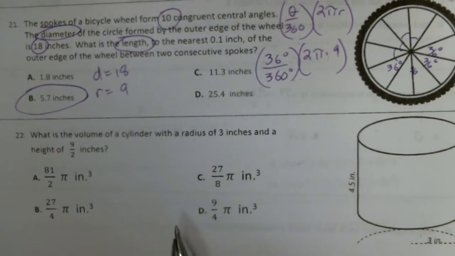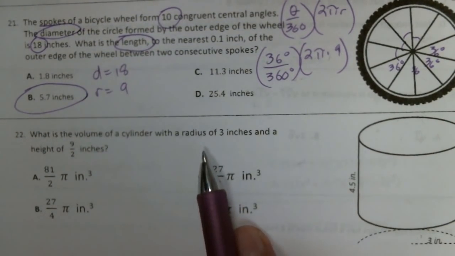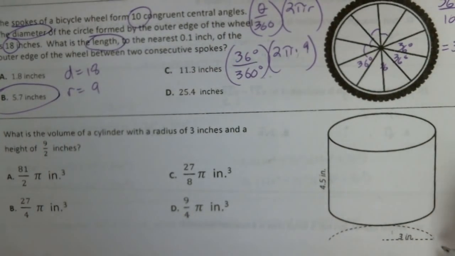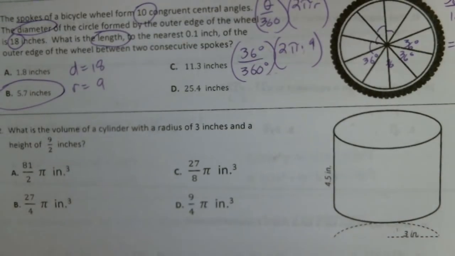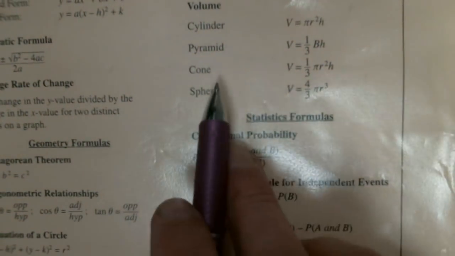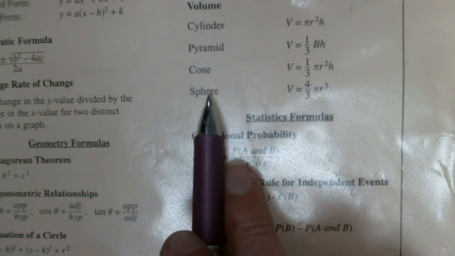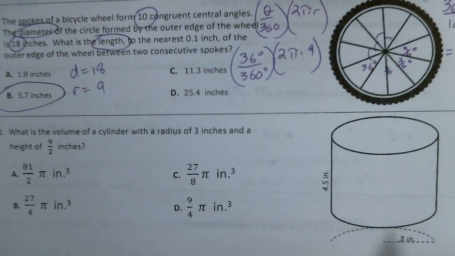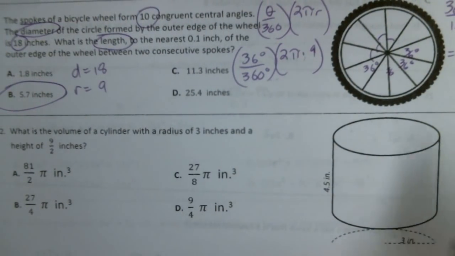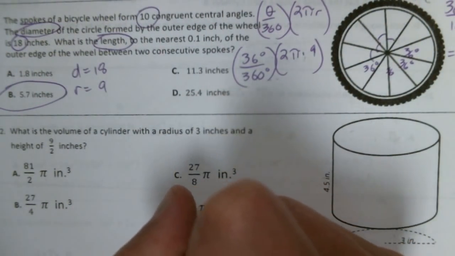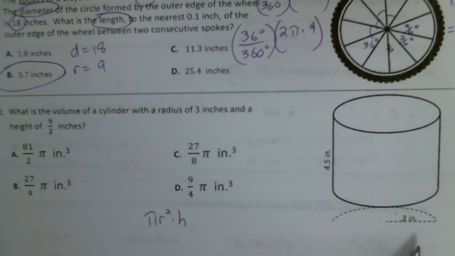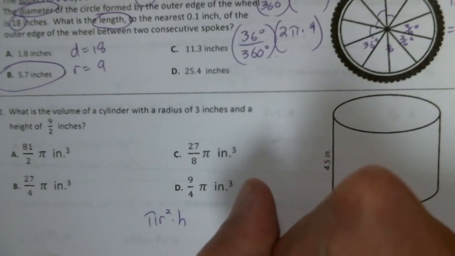Okay, number 22. What is the volume of a cylinder with a radius of 3 inches and a height of 4.5 inches? Okay, so my radius is 3 inches, height is 4.5 inches. And so you're going to pull up your volume formula sheet, press a little button on the computer, pull up the volume formula sheet. Cylinder is pi r squared h. Okay, it's just the area of the base times the height. All right, pi r squared h. All right, my height is 4.5 and my radius is 3. There's nothing really here to do here.